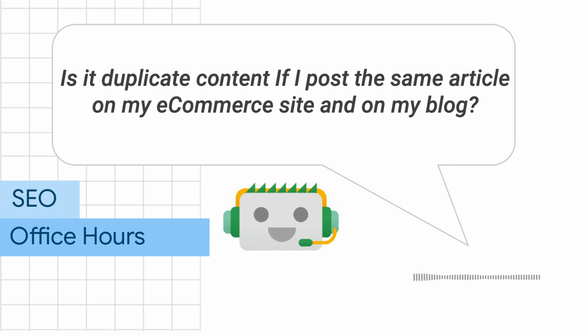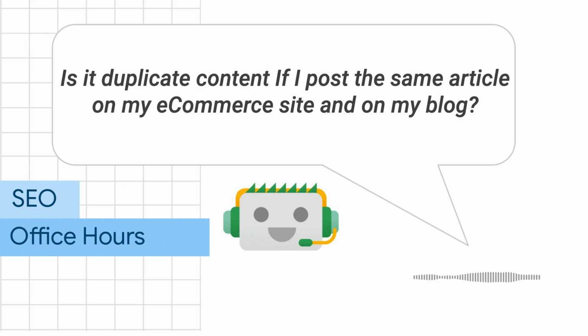Dak Swang from Twitter is asking, is it duplicate content if I post the same article on my e-commerce site and on my blog? Well, yes, of course it's the same content, but maybe that's fine. So taking a step back, when it comes to duplicate content, we try to index one version of a piece of content, and we try to show that in the search results. If you publish the same content on multiple sites, like your e-commerce site and your blog, we will try to pick up one of those and show that. It can happen that we pick up both of these and show them in the search results.